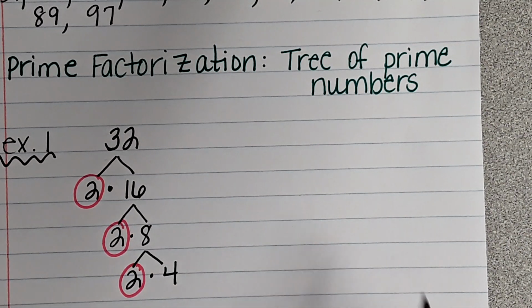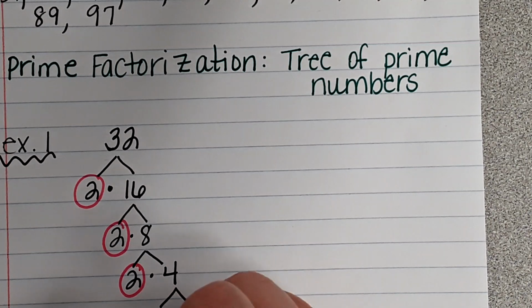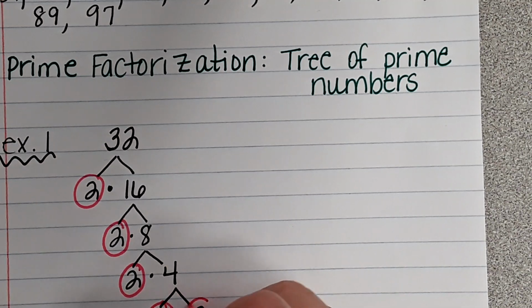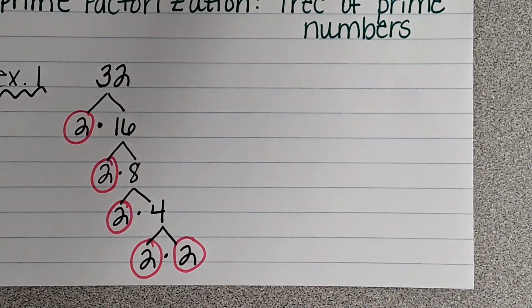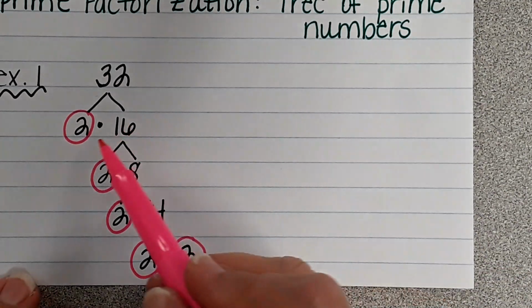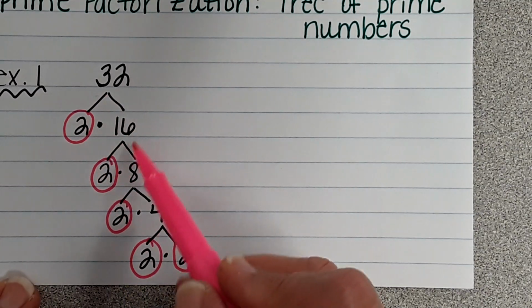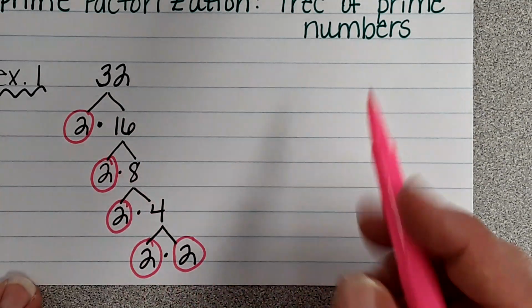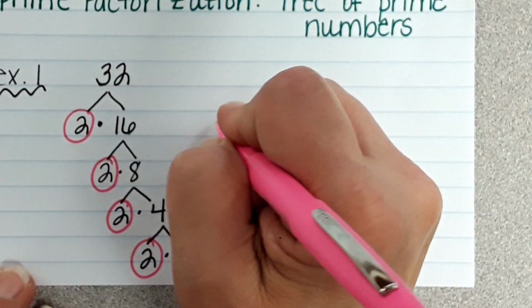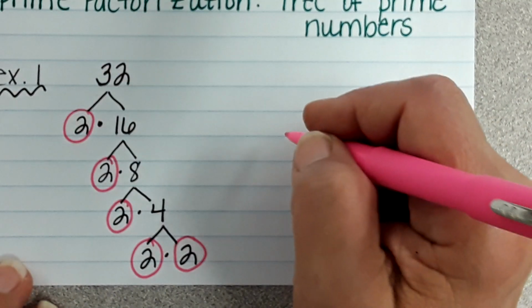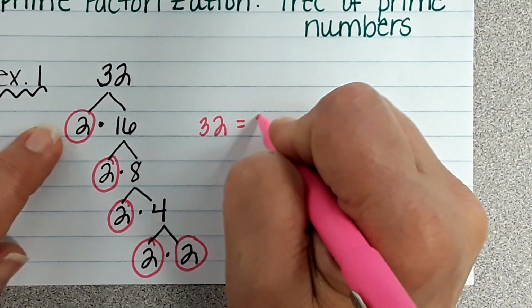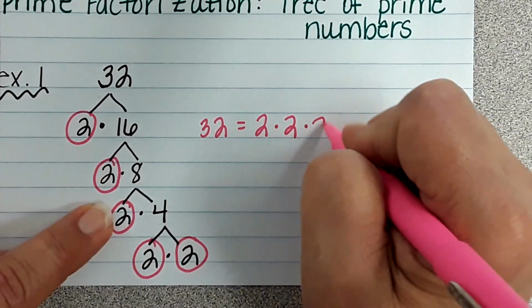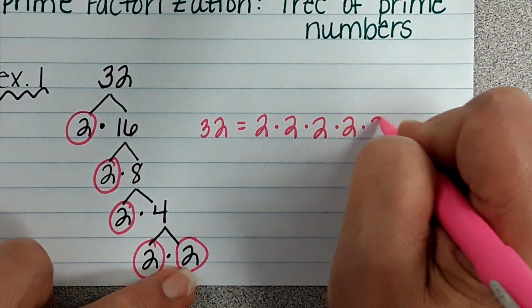Okay, and 2 numbers you can multiply to get 4. Now we stop when every number is circled and they can't grow branches. So 2 is circled, we already took care of 16, we took care of 8. So my GCF, no, I'm sorry, my factorization of 32 is 2 times 2 times 2 times 2 times 2.